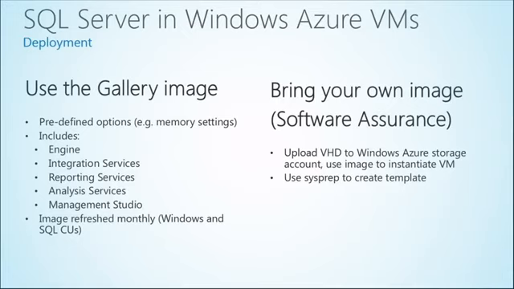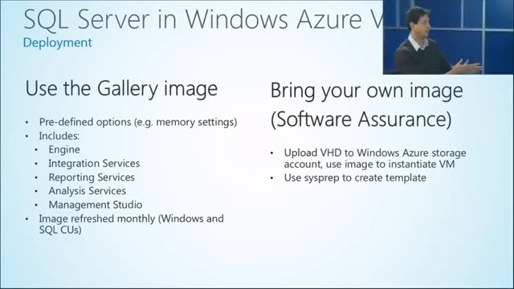The other option is you can bring your own image. Customers are familiar with the concept of software assurance. If you have your licenses on-premise, you can use what is called license mobility, and then you can use those licenses in Windows Azure as well. The way it works is you prepare your VHD from your on-premise virtual machines, and then you upload that VHD into Windows Azure, and then you can provision virtual machines from it.